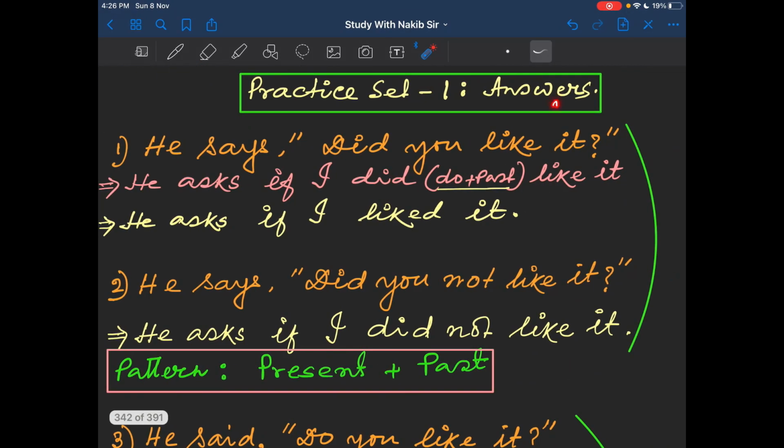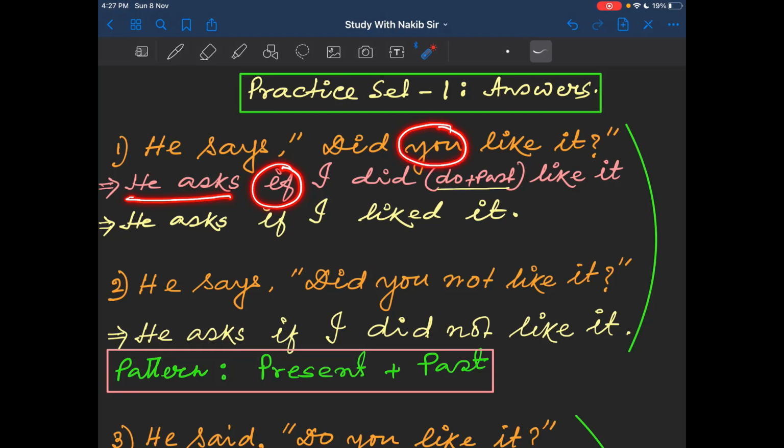Now see your answers to practice set 1. See the first question. He says, did you like it? Okay. Now see the answer step by step. Says here the reporting verb, and it is in the present tense. So it will be he asks. And now come to the reported speech and see if it begins with any WH word or not. Obviously, it doesn't begin with any WH word. So you will get if as a connective to connect the reporting speech and the reported speech in the indirect narration. So you have got he asks if.